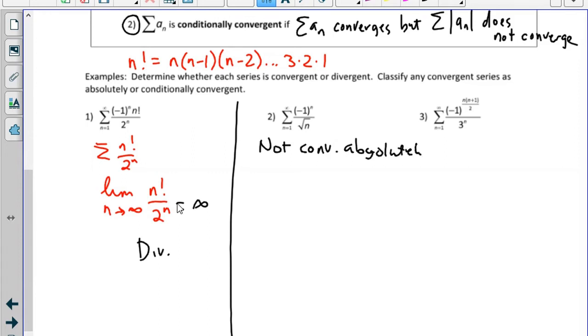Sorry, my handwriting is terrible here. So that will not converge absolutely. So now we can see if this converges conditionally. And we can see if this converges conditionally by the alternating series test.